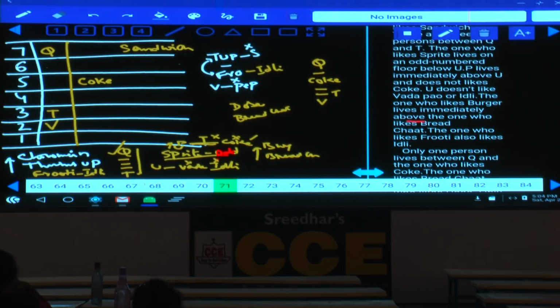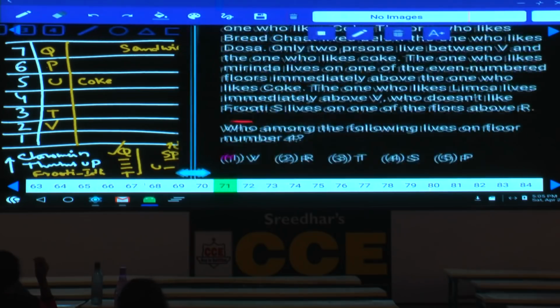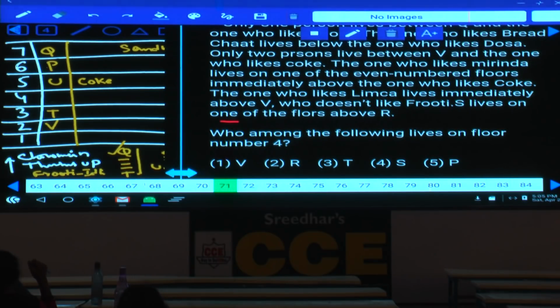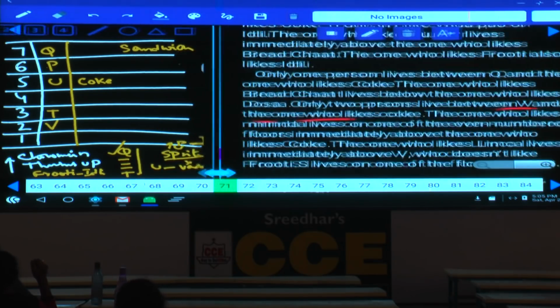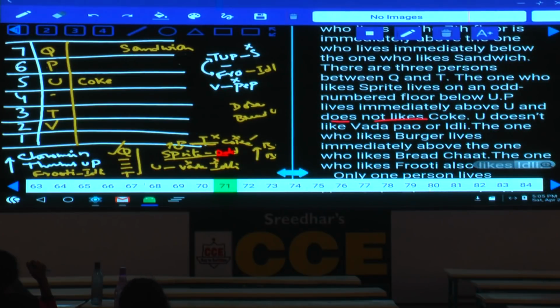As P does not like Coke, P cannot be at this place. Then where should this be? Now P is here, then U is here, U, P. Then who are the remaining two persons left over? S and R. Between S and R there is one more piece of information. S lives on one of the floors above R. The word immediate is not given, so R will be here.